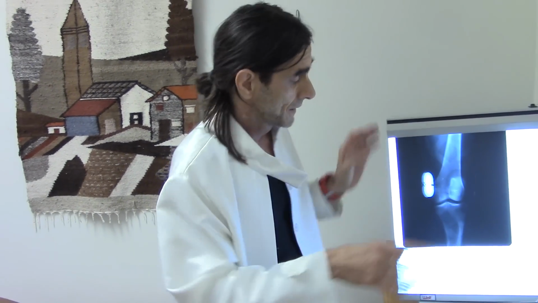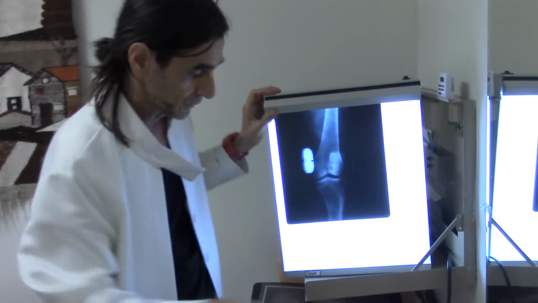Now, what I want to do is show you on an x-ray where that growth plate is. Alrighty? So this is the first one. Carlos, we can turn off the light.